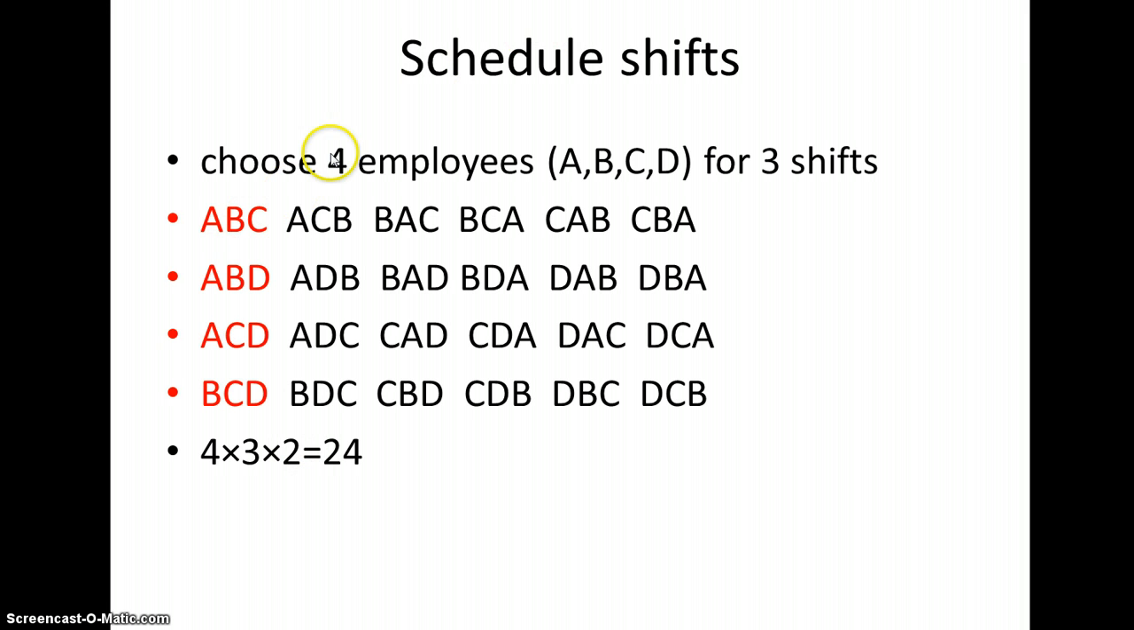evening shift. And so morning shift 4 choices, afternoon 3 choices, evening 2 choices, and we multiply them together, we get 24. So that's altogether 24 different ways. If we make a list, we will get 24 different ways. So this is the formula for scheduling shifts, and in this case the order matters, and we call this a permutation.